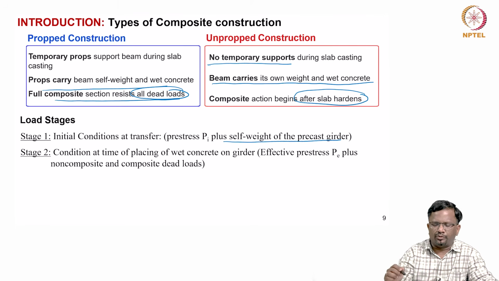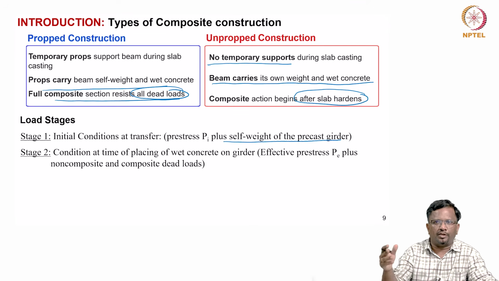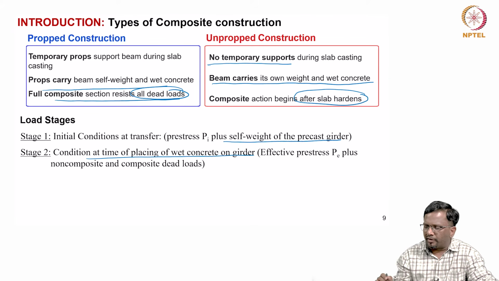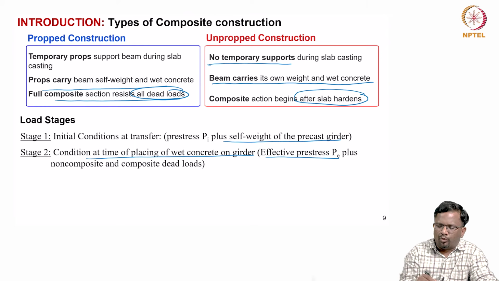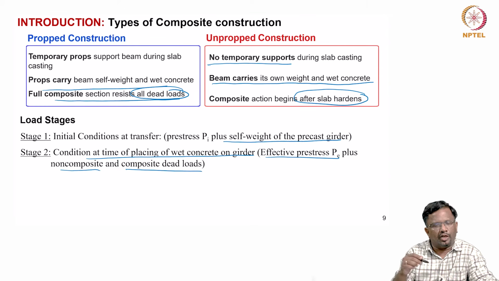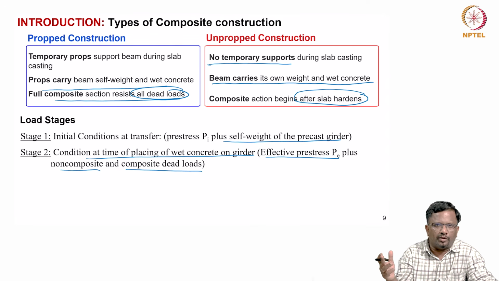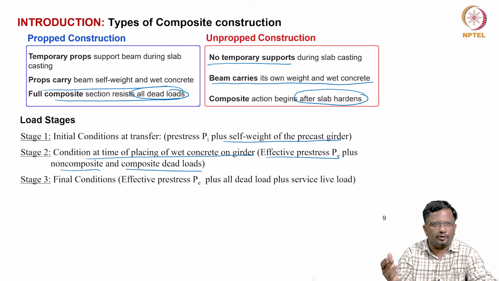In stage 2, you have erected this precast girder over the support and then you start pouring the concrete. This is the condition at the time of placing wet concrete on the girder, where some time must have passed before you place it. So, the pre-stress will become the effective pre-stress, and you have both non-composite and composite dead loads. Some part of the dead load will be transferred as a composite section, and some part of the dead load will be transferred as a non-composite section.